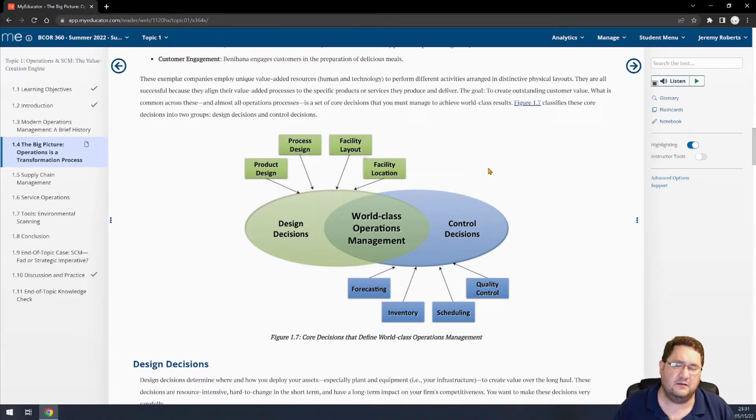And then quality. I keep mentioning quality, but it's 3 topics in this book. So we're going to be talking quite a bit about quality.